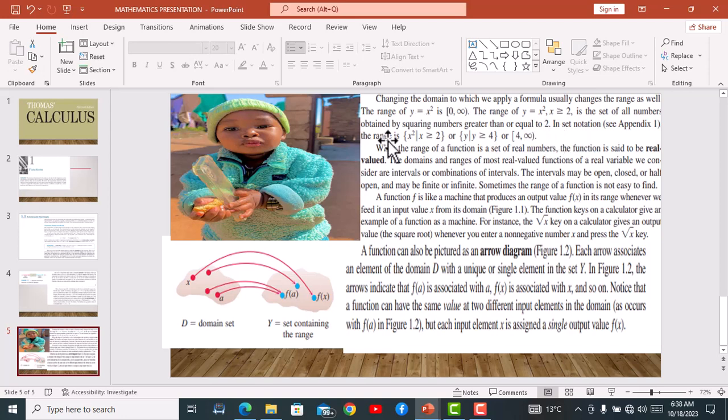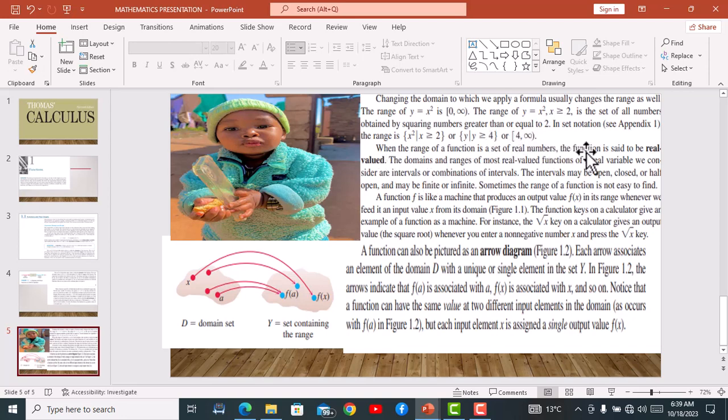Right, and then we have what we call the set notation. In set notation, the range is written with curly braces: x squared such that x is greater than or equal to 2, close that. These are the elements of the domain, or y such that y is greater than or equal to 4. These are the elements of the range, or 4 to positive infinity. So this is set notation and this is interval notation.